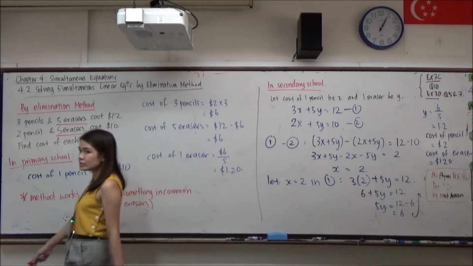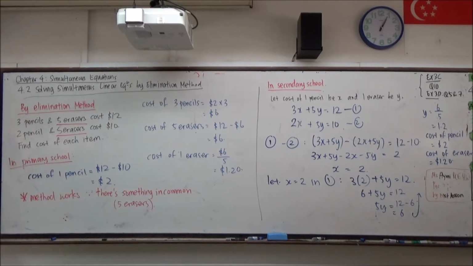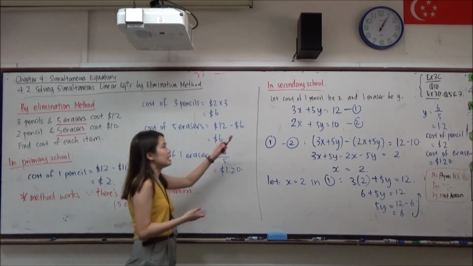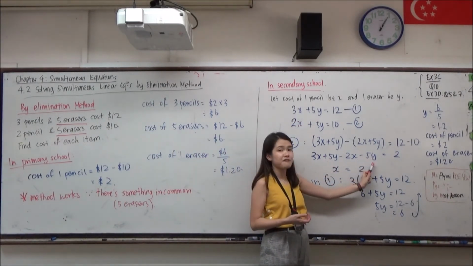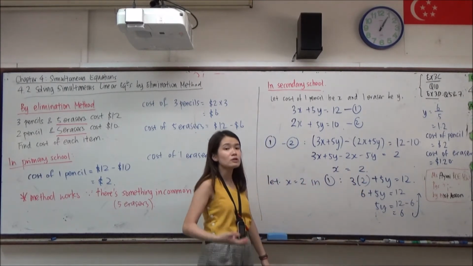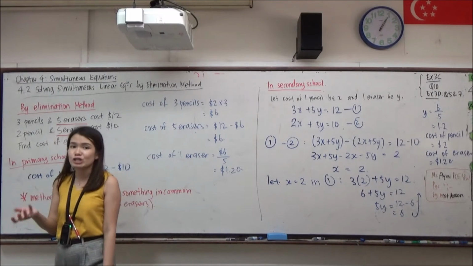Alright, so I want to address why this is called the elimination method. What exactly are we eliminating? Eliminating means that we are removing. That's the meaning of elimination. So over here, when we did the primary school method, I cancelled out the 5 erasers. Because there's something in common, I cancelled that out. So that is the process of elimination. Now over here, we are also cancelling out the 5y because this is positive 5y, this is negative 5y, so it gets cancelled out. That's why we have the idea of elimination over here.